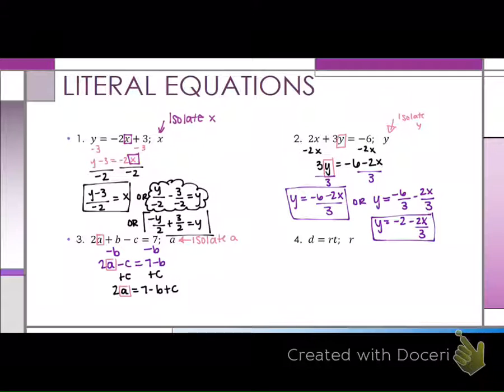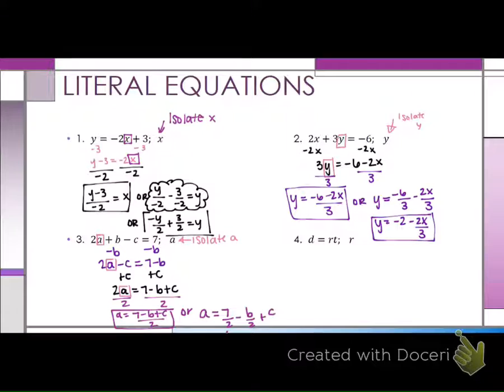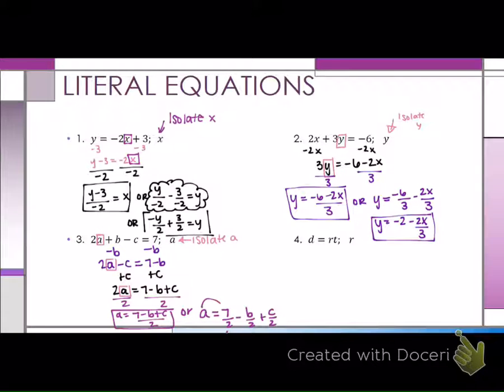What do you have to do next, Justin? So your answer can either be A equals 7 minus B plus C over 2, or you can split each one and give the 2 underneath each of those pieces. So it could be 7 over 2 minus B over 2 plus C over 2. None of those simplify, so that would just stay there.